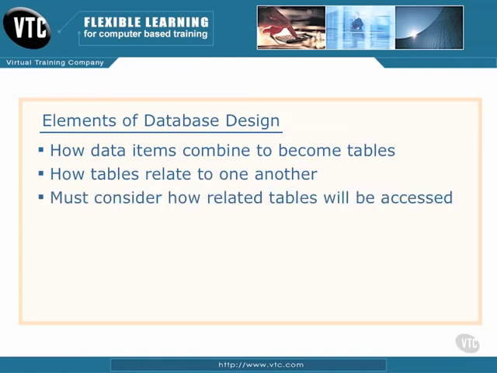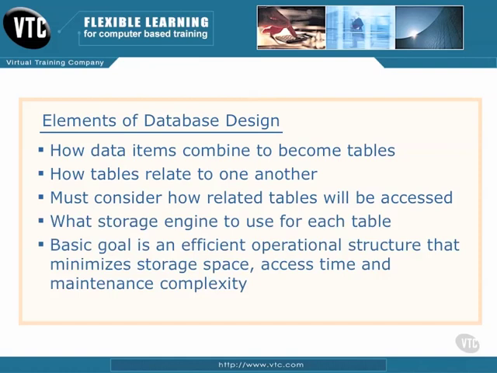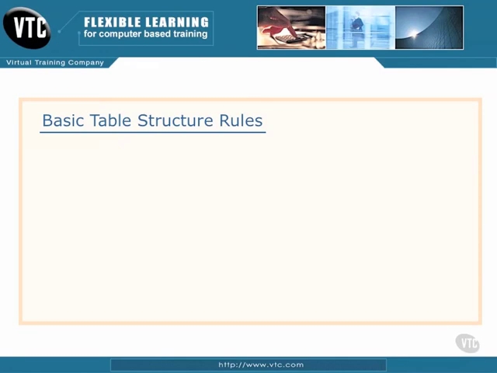We must then consider how those related tables are to be accessed and how to manifest their relationship in the table structures themselves. In MySQL, this also involves our choice of storage engine for each of these tables. Our basic goal is to create an efficient operational structure that maximizes storage space, access time, and maintenance complexity. But this is an ideal that is nearly impossible to achieve without some compromises. So the old adage that we should pick two and be happy with that often applies. There are some basic rules for a table structure that we can apply without being concerned with other tables, though. So that's where we'll begin in this course.